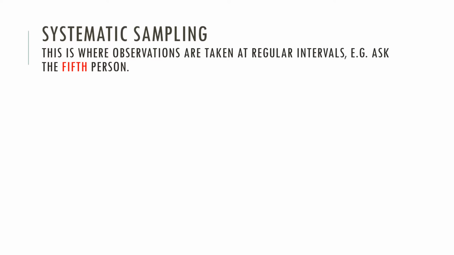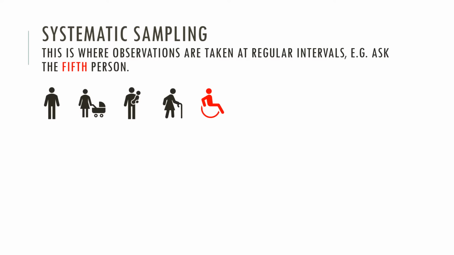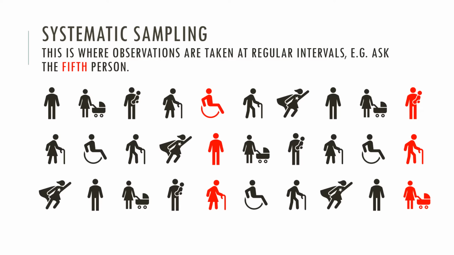So one very popular form of sampling is what we call systematic sampling. So this is where observations are taken at regular intervals. So, for example, we ask every fifth person. So here we go. And now I'm going to ask the fifth person, and I'm going to continue asking every fifth person, so on and so on, until I collect, I don't know, maybe 10, 30, 40 different people.